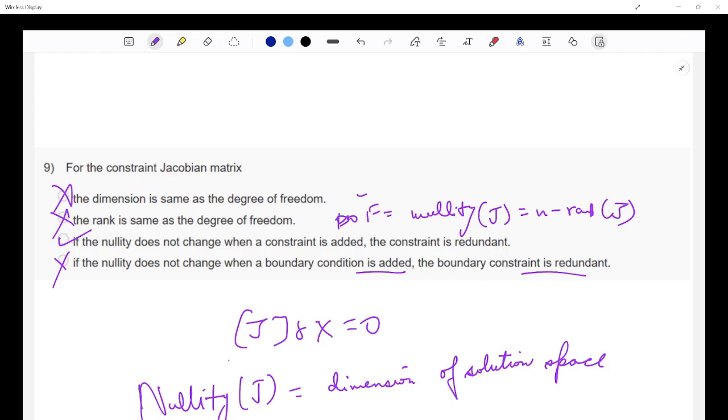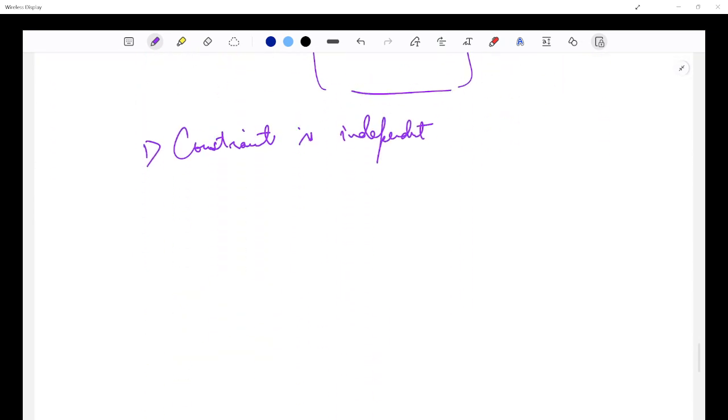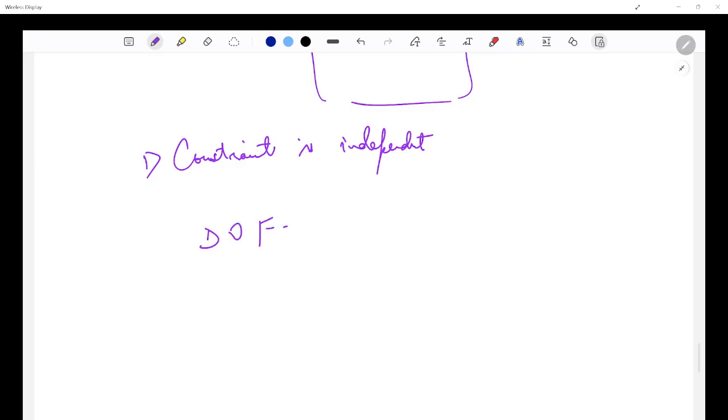Do you remember the exact algorithm wording? You should go and see it again. If nullity does not decrease, the constraint is redundant. And also remember, degree of freedom is equal to nullity of J. Okay.